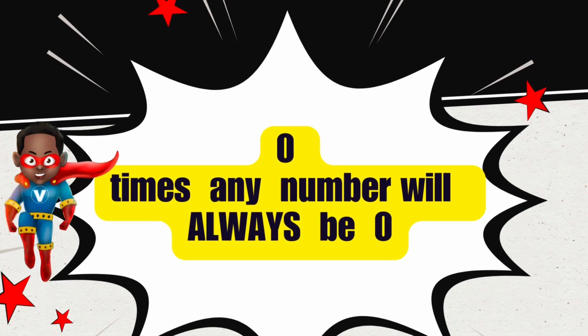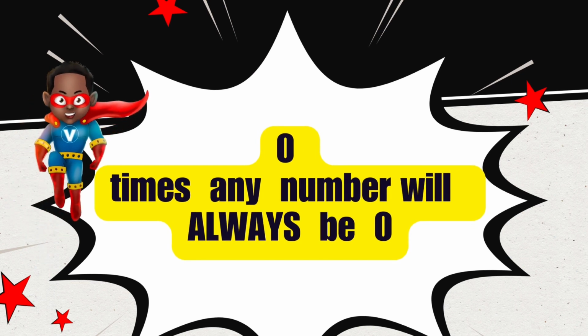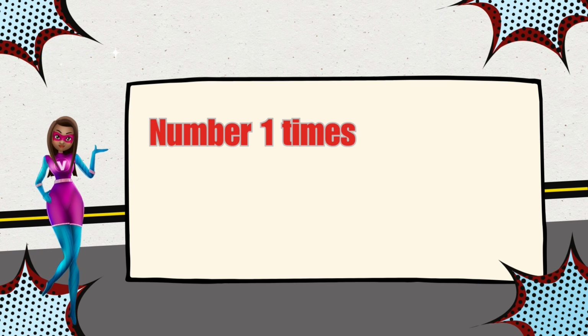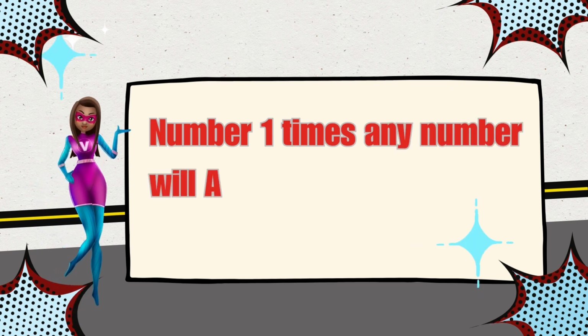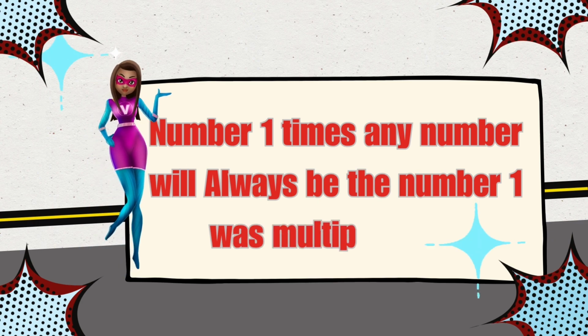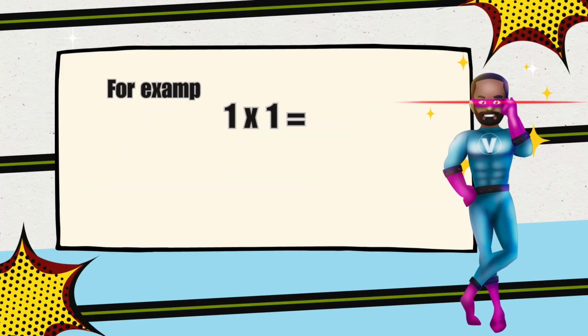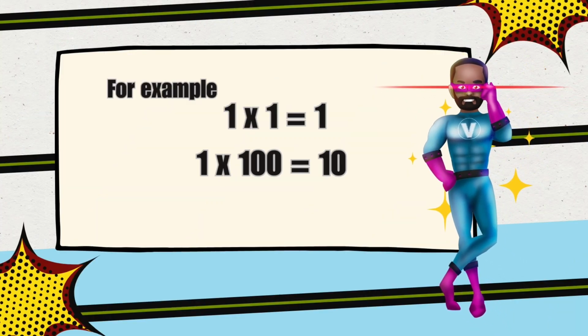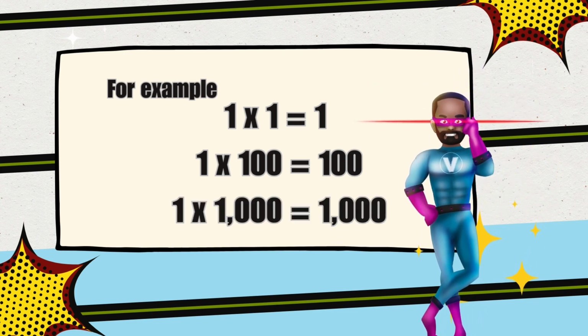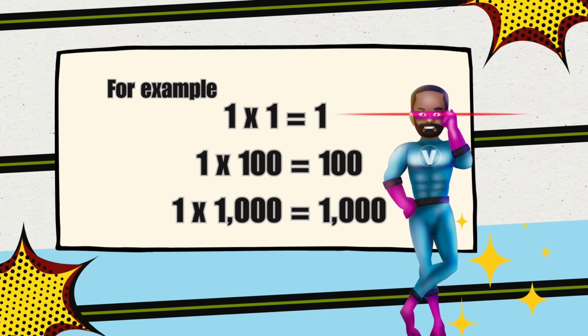0 times any number will always be the number 0. Number 1 times any number will always be the number it was multiplied by. For example, 1 times 1 equals 1, 1 times 100 equals 100, and 1 times 1,000 equals 1,000.